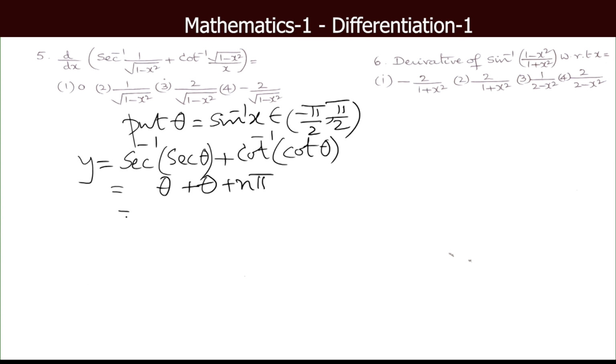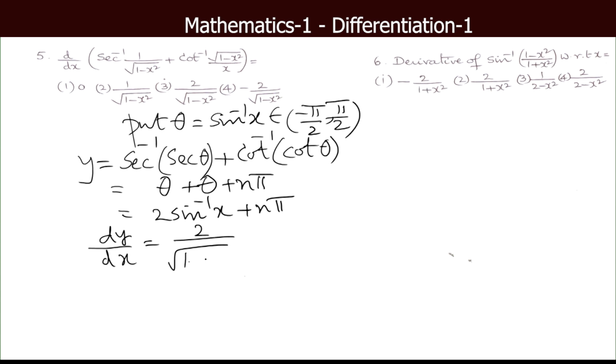So, this equal to 2 theta means twice r sin x plus n pi for some suitable integer n, and the derivative of y is same as derivative of twice r sin x. So, dy dx is 2 by root of 1 minus x square, which is the third option. Then question number 6, derivative of r sin 1 minus x square by 1 plus x square with respect to x.